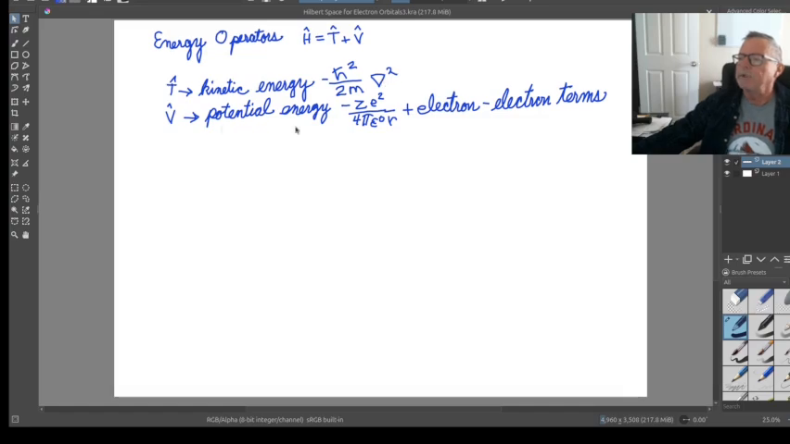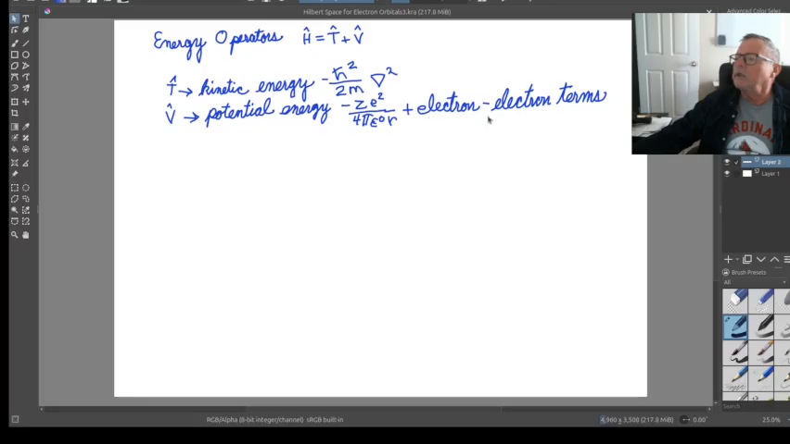Then finally potential energy, and this one should look really important. Here's a couple of electron charges, one the nucleus, one the electron, so that gets squared over this famous part here, 4 pi epsilon naught r. And this is the Coulomb law.